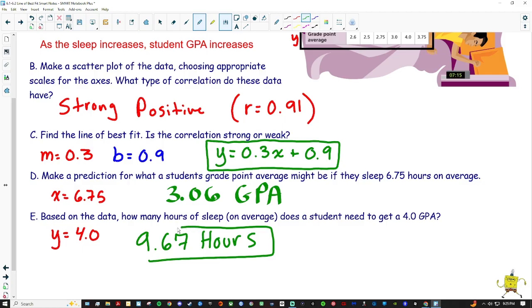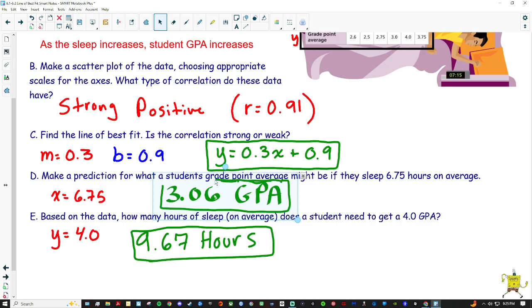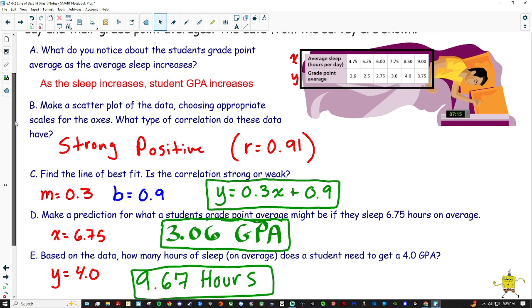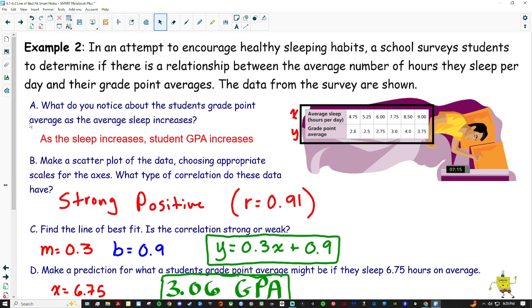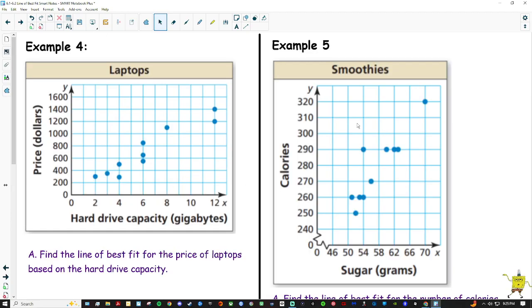Okay, so there are our first two problems of creating a scatter plot. And after creating our scatter plot, we found our line of best fit and answered a couple questions. Okay, we have two more problems to do. I'm going to do one with you, and you're going to do one on your own. Okay, so example 4, we're going to do together.